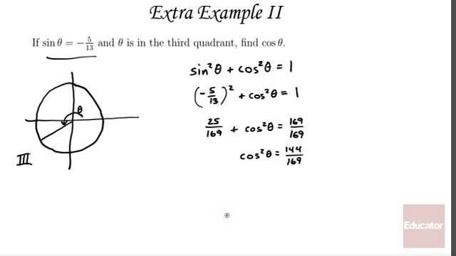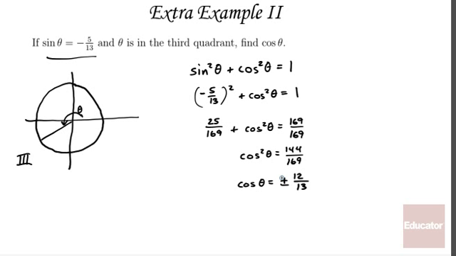And then if I take the square root of both sides to solve for cosine theta, I get cosine theta is equal to plus or minus square root of 144 is 12, square root of 169 is 13. So I know that my cosine of theta is equal to either positive or negative 12/13. That's all I can get from the Pythagorean identity, because it only told me what cosine squared of theta is. I can't figure out from that whether cosine theta is positive or negative.